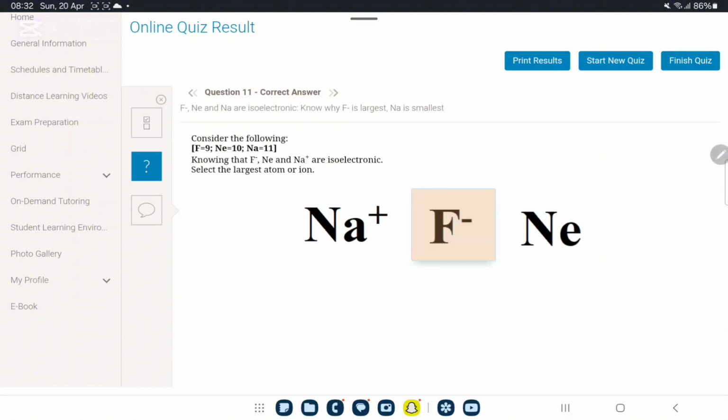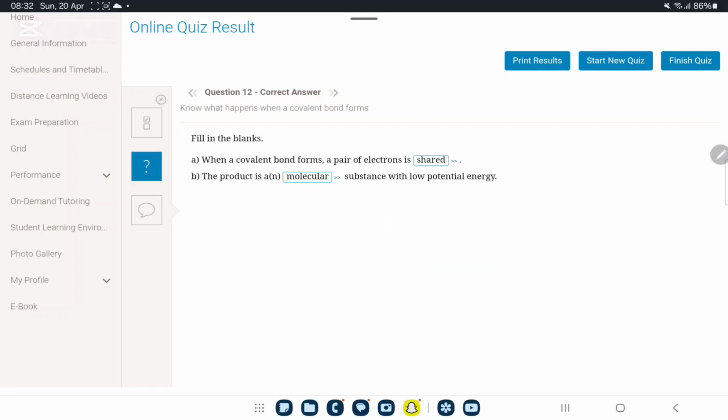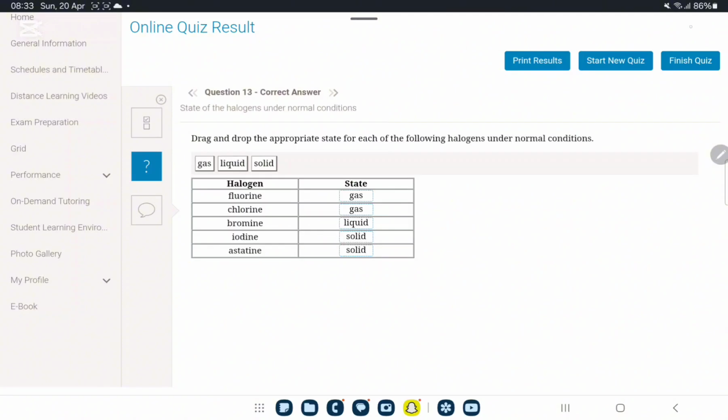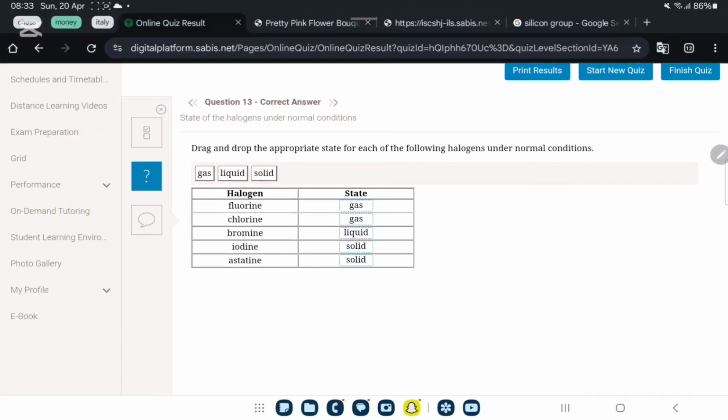This question I explained last week, but it's not coming, we don't have it in the material. When a covalent bond forms, a pair of electrons is shared. Always when covalent, it is shared. The product is a molecular substance. You have to memorize this. Covalent bonds make a molecular substance. You also have to memorize this: fluorine is a gas, chlorine is a gas, bromine is a liquid, and iodine and astatine are solids.